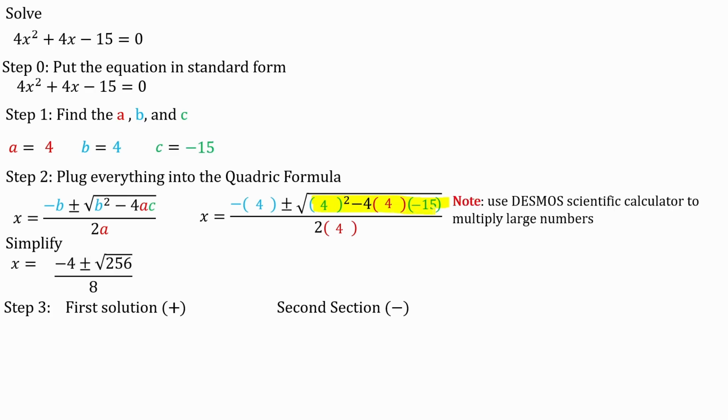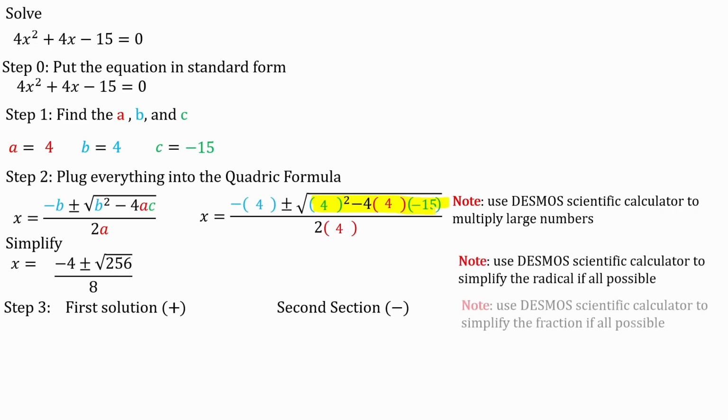And then I get it as radical 256. Notice radical 256 is inside that radical. So I have negative 4 plus and minus radical 256 over 8. Did you know that the radical 256 can be broken down into a 16?